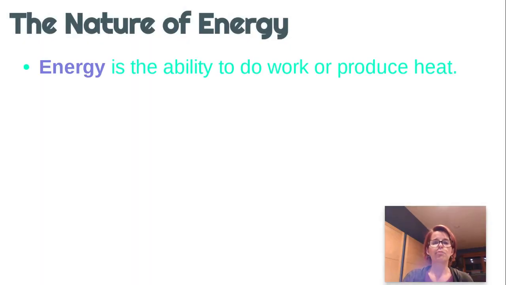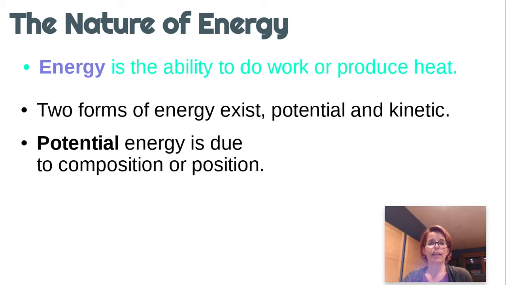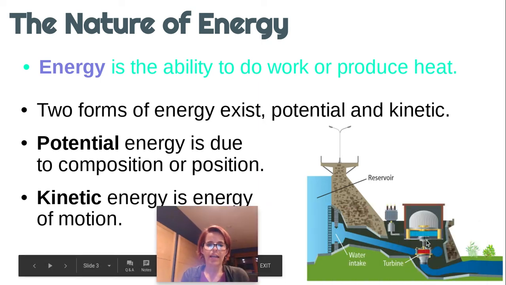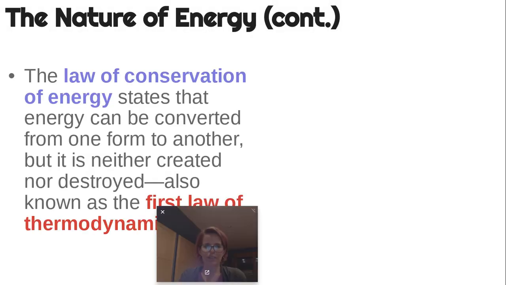All right. So the nature of energy. Energy, by definition, and this is one of your objectives, is the ability to do work, which is what most of you learned probably in junior high, or the ability to produce heat. Two forms of energy exist, potential and kinetic, and you already know potential and kinetic. Potential is often the energy of position. So water that's behind a dam and just sitting there has a lot of potential energy. As it travels through the system, it has kinetic energy, the energy of motion, and it can be used to turn a turbine, and that energy can be collected.